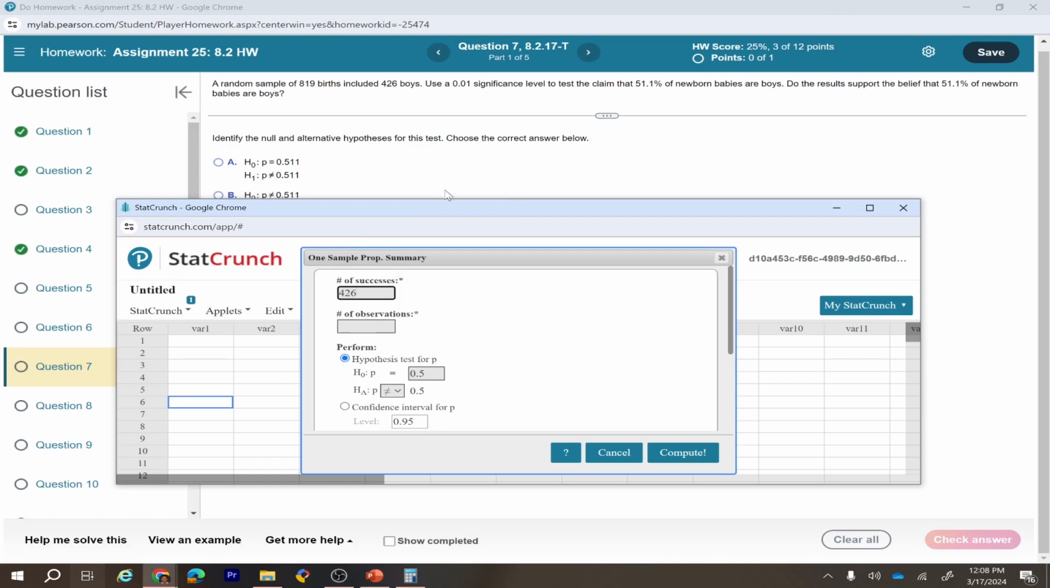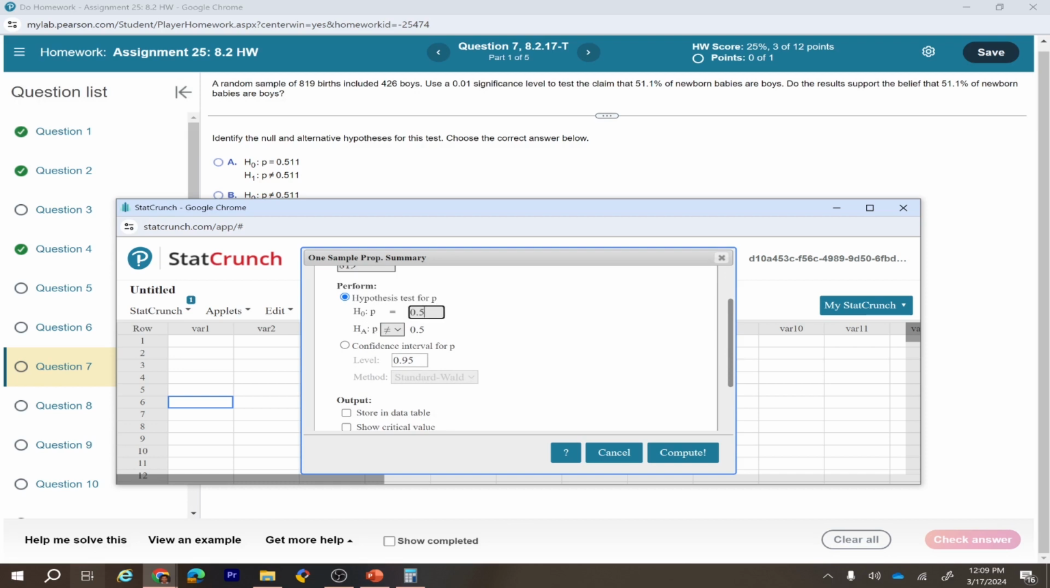If the claim is about the girl, then you have to find out how many girls out of 819 births. But in this case, it's about the boy, and we already have this information, 426 boys. And then the null hypothesis is 51.1, and the claim is to test the claim that 51.1% of the new babies are boys. So that's the claim. Okay, so compute.